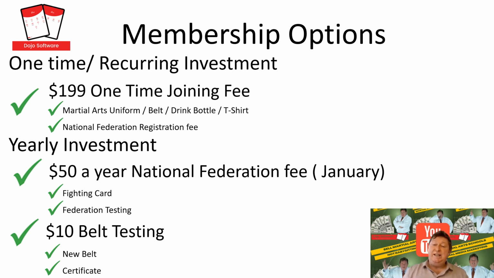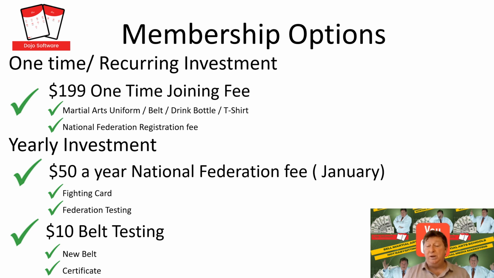Now, the next thing that you do is you always present the fees, the one-time fees, the yearly fees, the trainer fees. You always put those fees up front on a slide, not on the same slide as the membership fee. Okay, now this is really important. So we start with our membership options, and we say to them, we have a one-time joining fee of just $199, and that includes your uniform, your belt, your drink bottle, and your shirts, and your national registration fee, and that's what I've showed you before. That's what your membership is including.